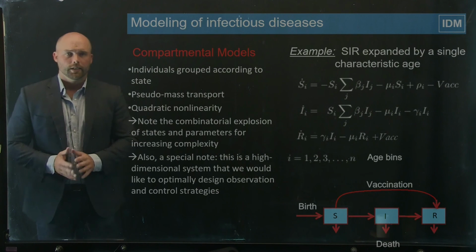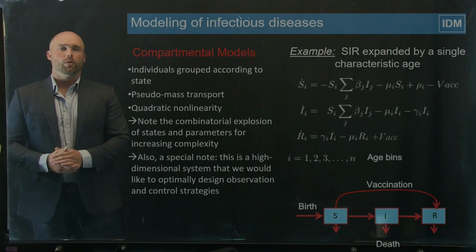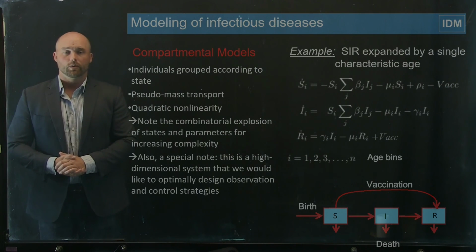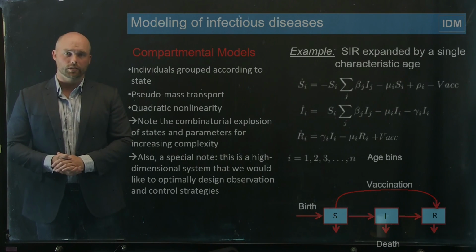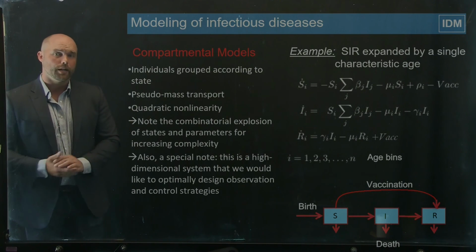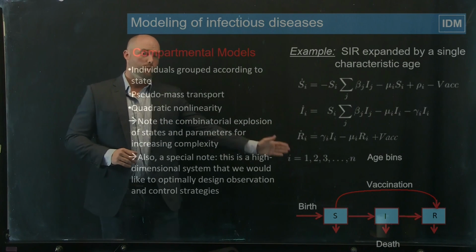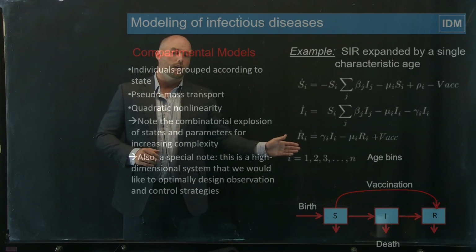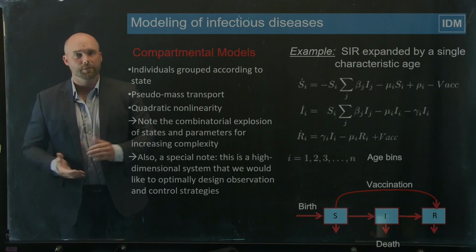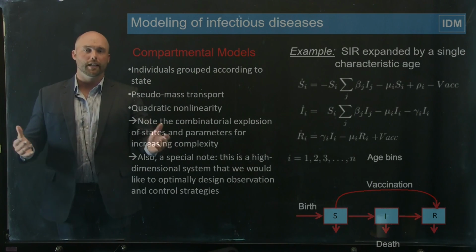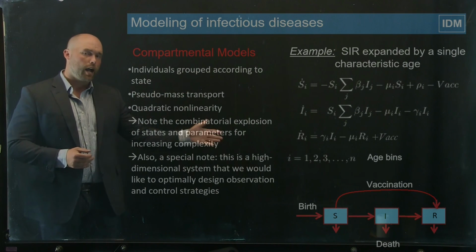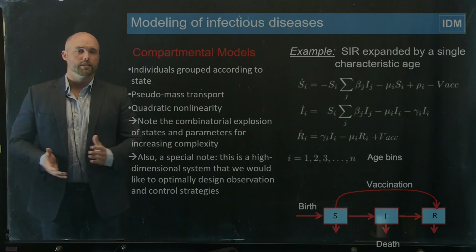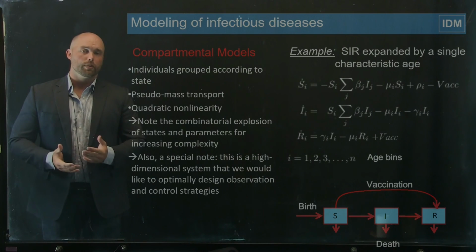Now, normally, or at least classically, you would model these infectious diseases with compartmental models, and this is where individuals are grouped according to a particular state to construct a pseudo-mass transport model. Now, what do I mean by that? Well, individuals would be grouped into, for example, a susceptible bin. So if you're susceptible to becoming sick, you would be in an S bin. If you're actually infectious, you would be grouped into an I bin. And if you've recovered from the disease, you would be in an R bin.